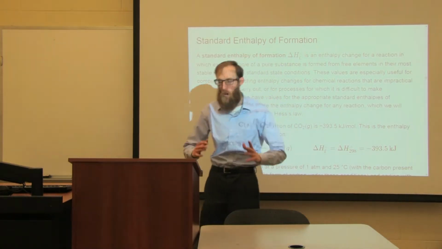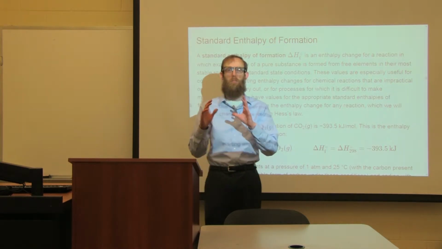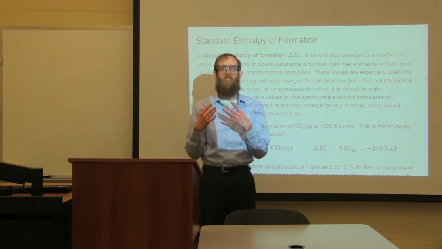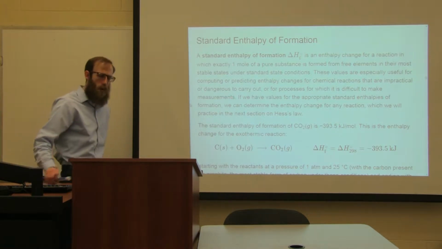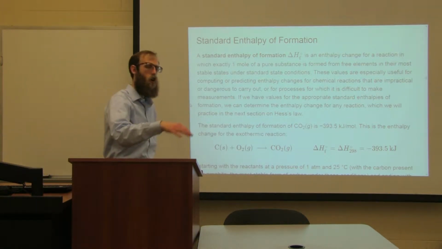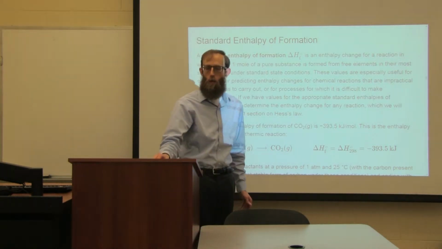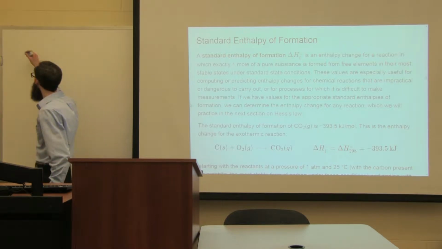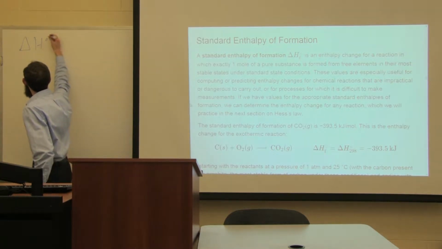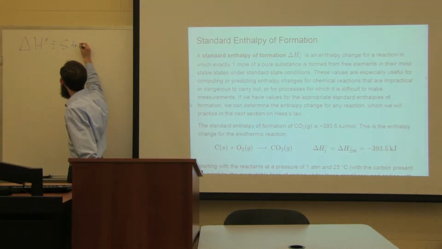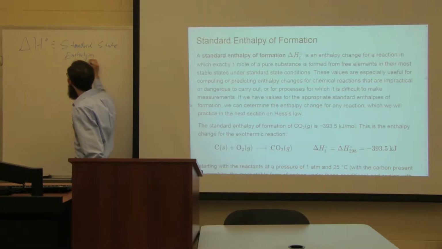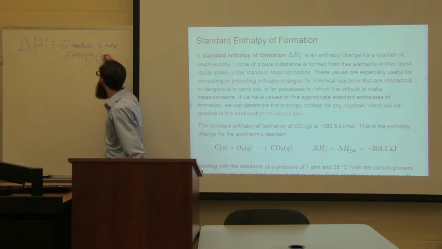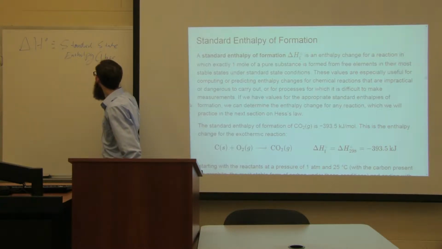So, up to now we've talked about the enthalpy of a system being the sum of the system's internal energy and the product of the pressure and volume of the system. We defined a certain set of conditions and talked about things at constant pressure, and we defined this idea of standard state. So delta H naught was defined as the standard state enthalpy, with the naught defined as the standard state, and this meant one bar and one mole.